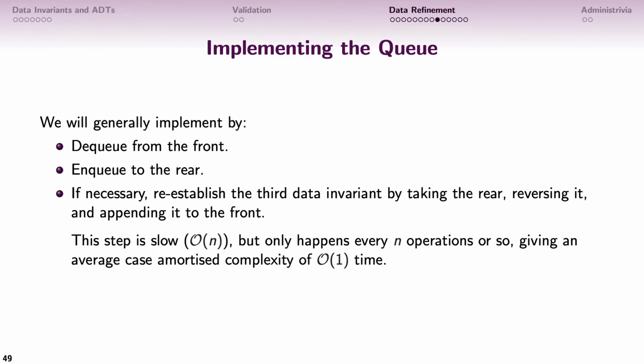So this is slow. It happens. It's an order n operation, but it only happens every n operations or so. So this is what's called amortized complexity. You've probably seen this before, but if you haven't, I'll show you how it works.